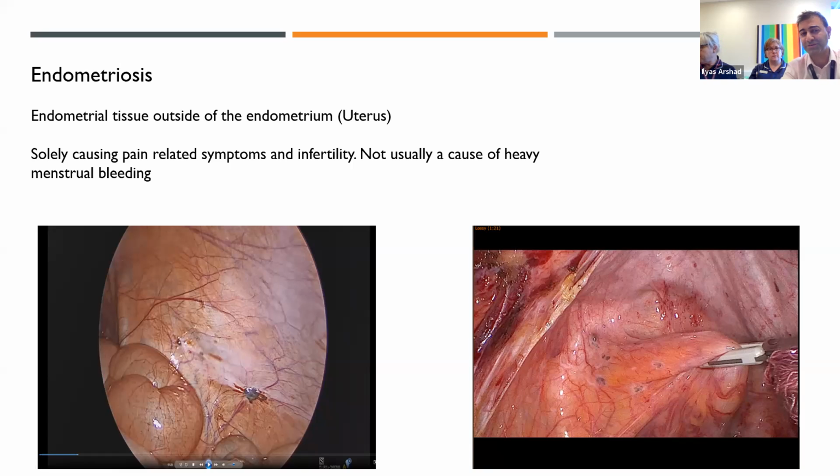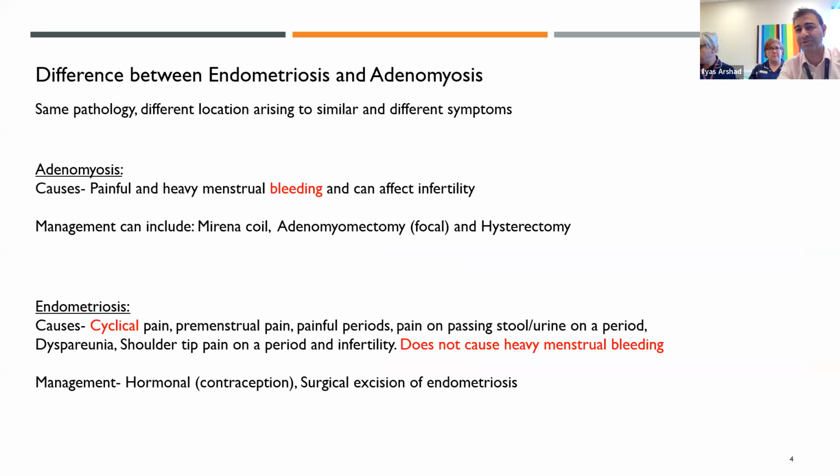Now I'm going to move on to slide 4, which is our last slide, which is just a summary. Everyone who turned away can turn back now. In summary, between endo and adeno, they share the same pathology, just the location is different. The symptomatology is more or less similar, pain and infertility, but adeno can cause heavier menstrual bleeding. In terms of treatment, you can give medical management and excision of endo, but with adenomyosis, you might want to do adenomyomectomy, drainage of the adenomyosis, or possibly hysterectomy.